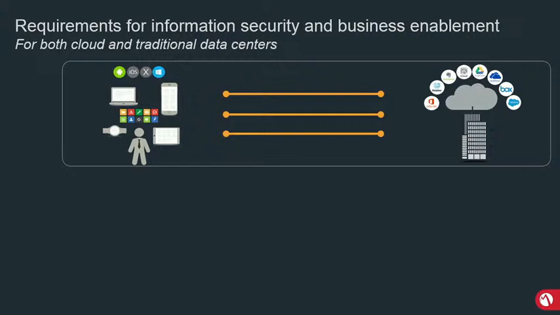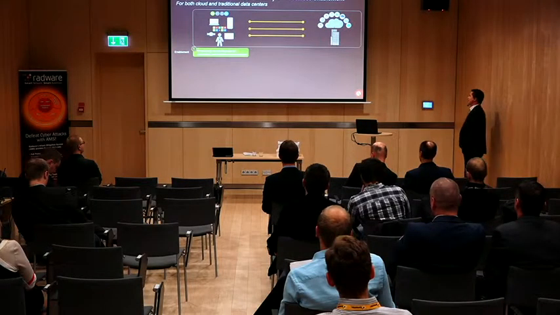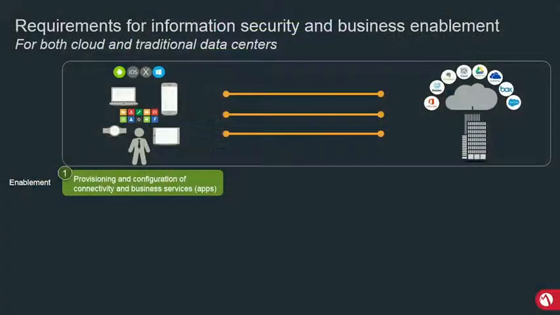So with that, I just want to wrap up my session by thinking of the requirements for information security and business enablement, for both cloud and traditional data centers. What do we need to put this information security in place? Being a CIO, it's important for me. First thing is enablement. Of course, I have to provision and configure the connection of my devices to the business services.